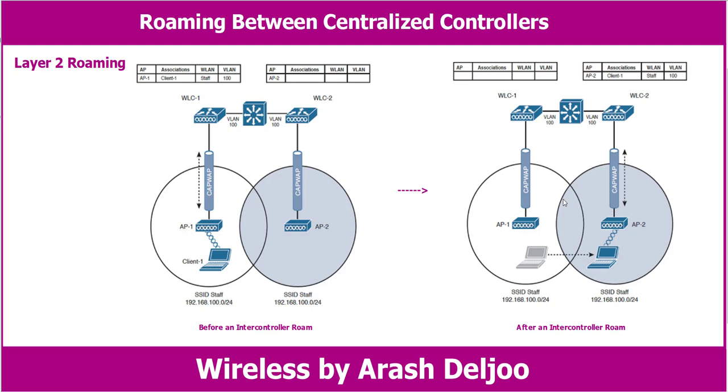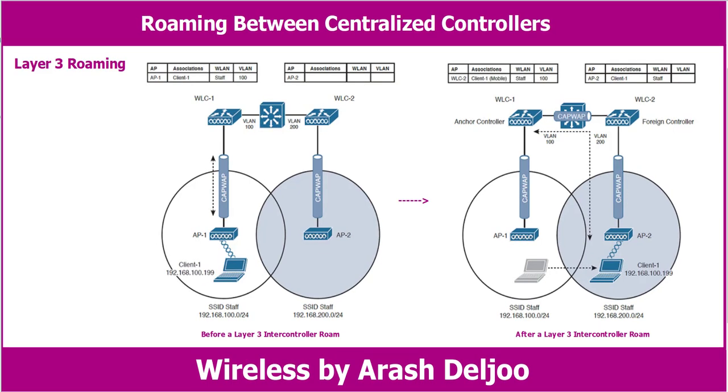Layer 2 roams, commonly called local to local roams, are nice for two reasons. First, the client can keep its same IP address, and second, the roam is fast, usually less than 20 milliseconds.